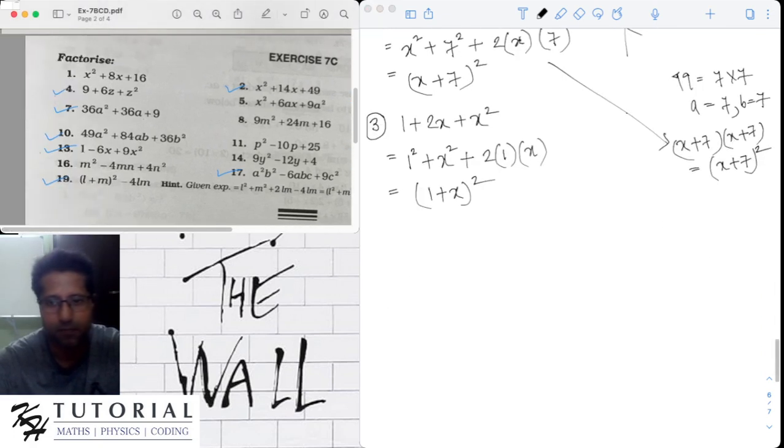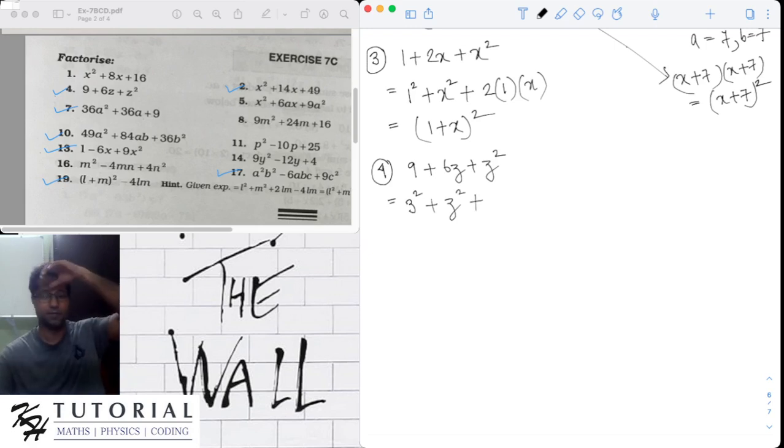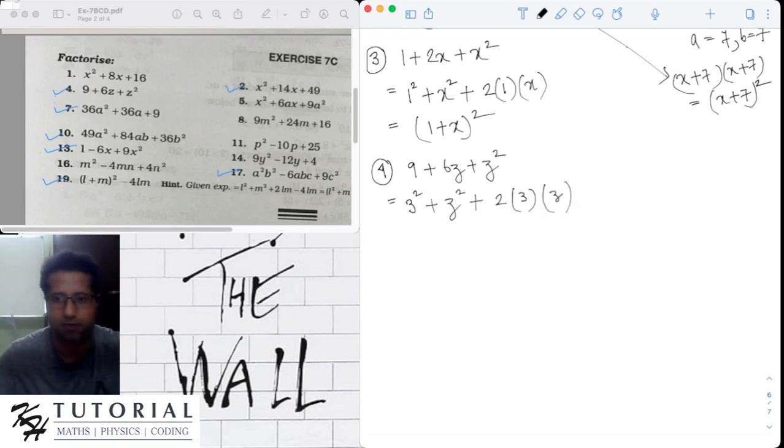Problem number 4 is 9 plus 6z plus z square. Now this is equal to 3 square, since 9 I know is 3 square, and I have z square. Now I will see whether 6z can be expressed in the form twice ab. So we must have 2 into 3 into z, which is exactly equal to 6z. So I know this is of the form a square plus b square plus twice ab. So this will be 3 plus z whole square.